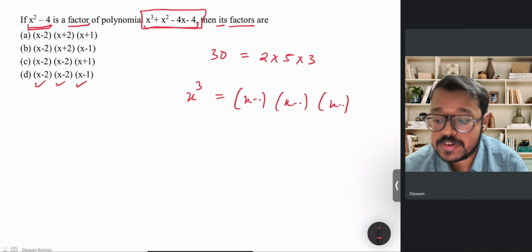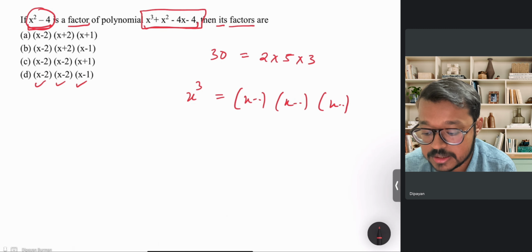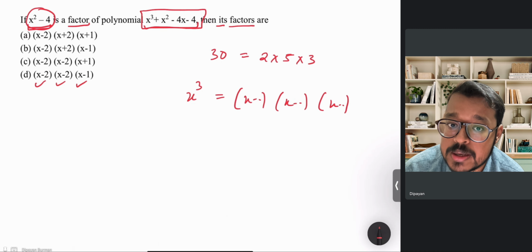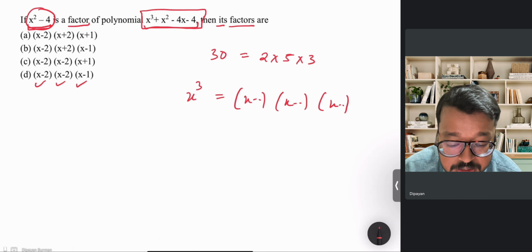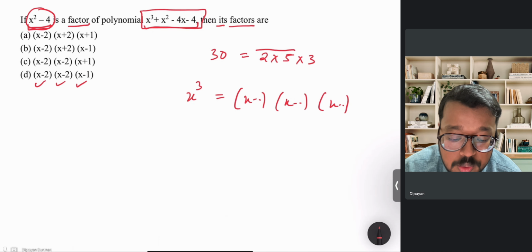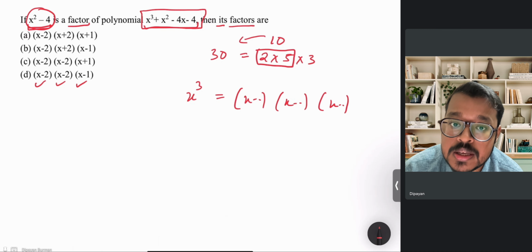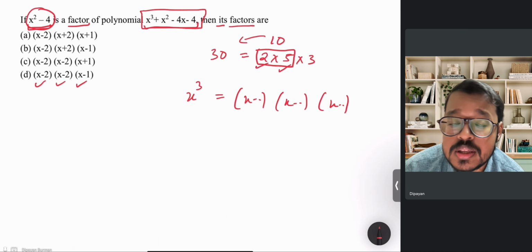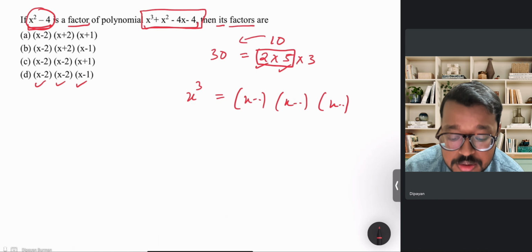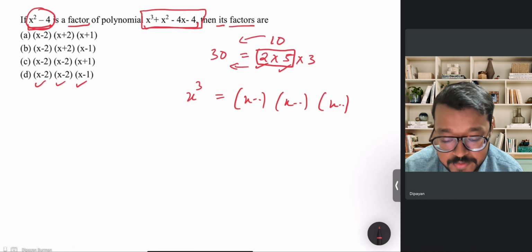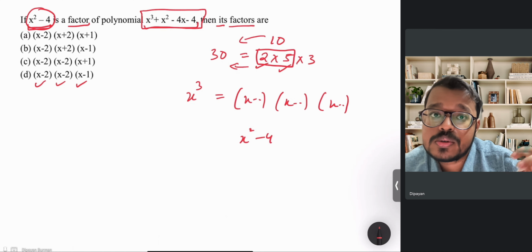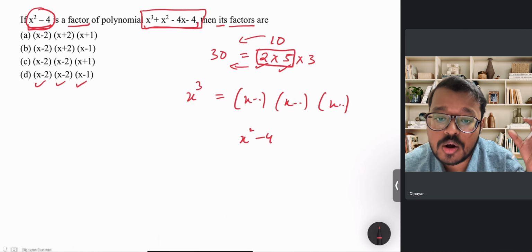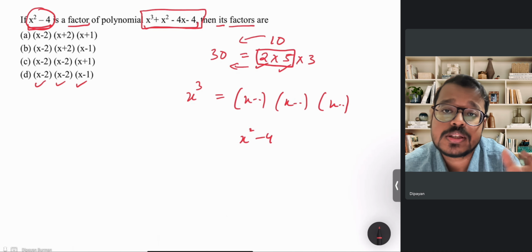Now let's look at the given information. Given is that x square minus 4 is already a factor of the cubic polynomial. For example, if I look at the example of 30, 2 into 5 is 10. I can say that 10 is also a factor of 30. So then 10 can be broken down into 2 and 5. So the individual numbers 2 and 5 are also factors of 30. So if I can factorize this x square minus 4 further, then those factors of x square minus 4 are also factors of this cubic polynomial.